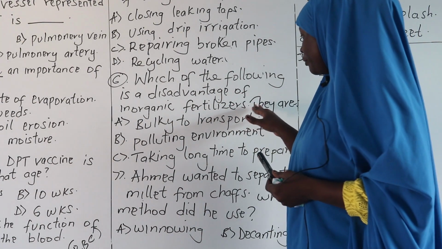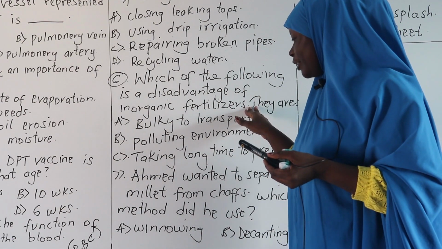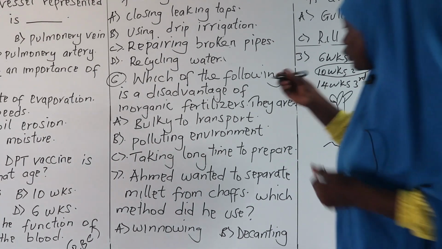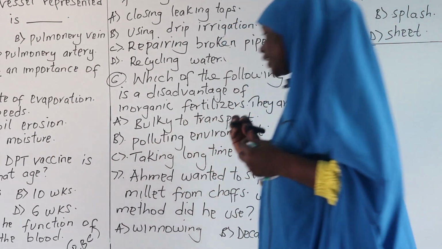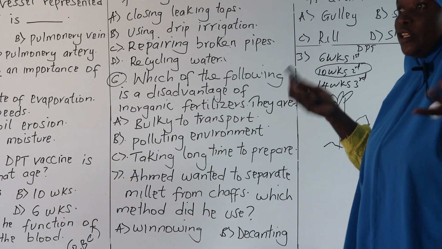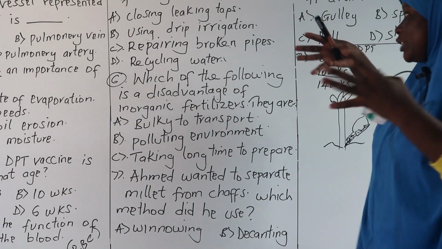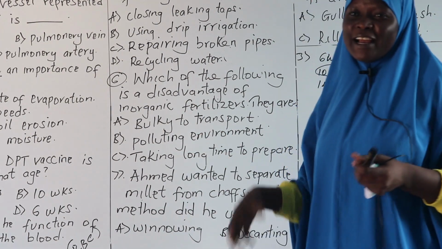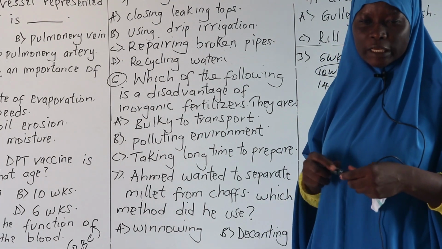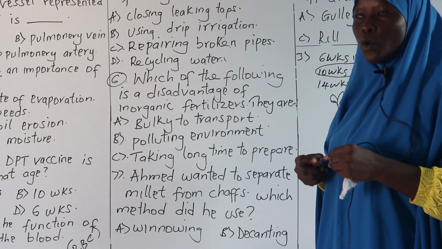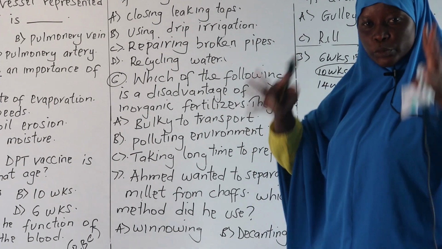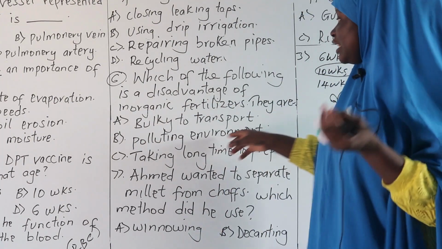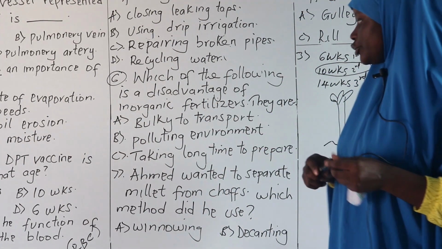Inorganic fertilizers we buy from the shop have a lot of advantages. But now look at these choices. They are bulky to transport. What is bulky? Being heavy, so making it difficult to transport. But remember, these ones we buy in small packets, which you can carry even 10 of them just carrying and walking, other than the ones we make at home, where we need heaps, a lot of them to transport to the farm. So inorganic is easy to transport, not bulky to transport.